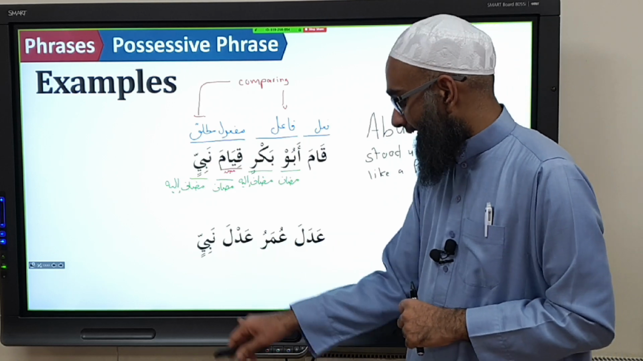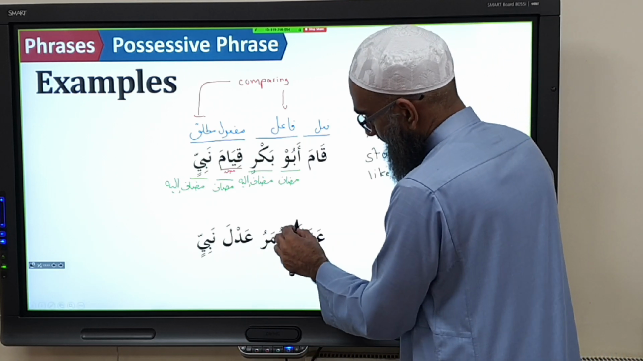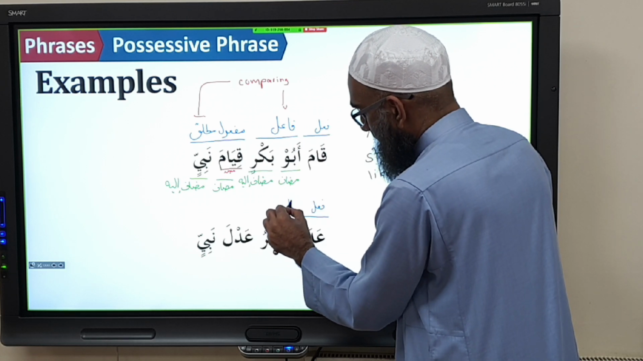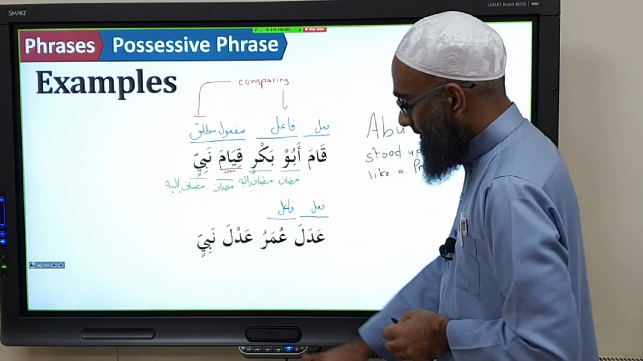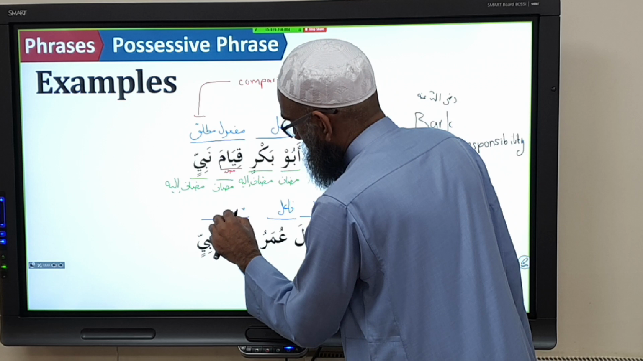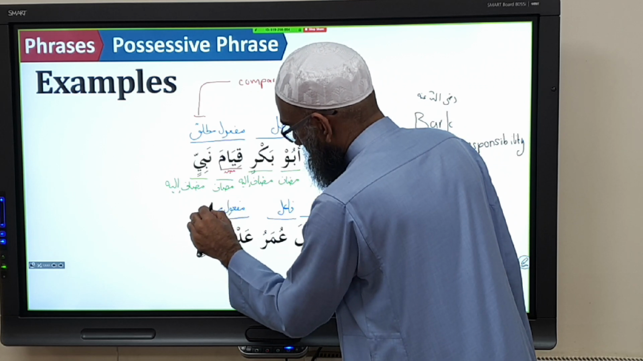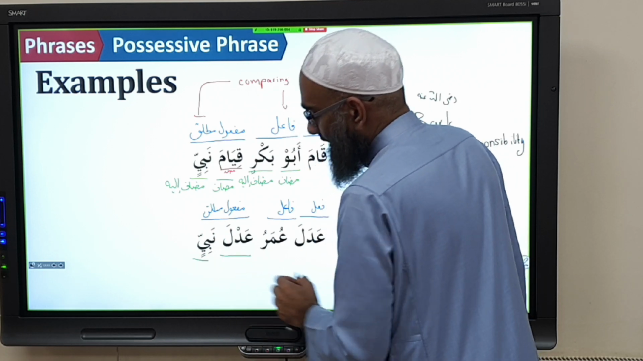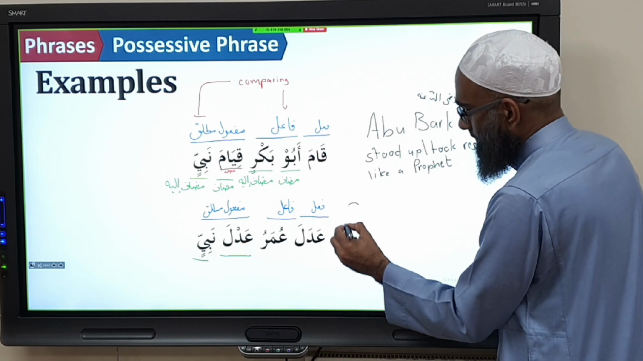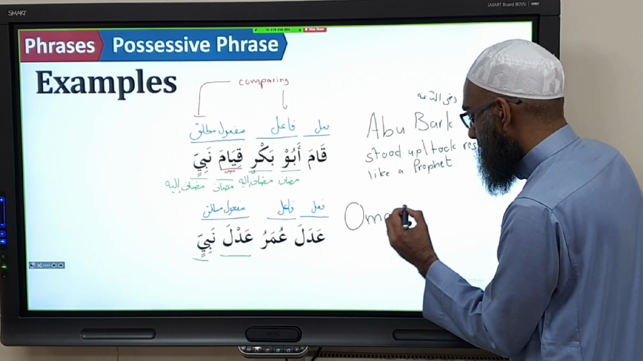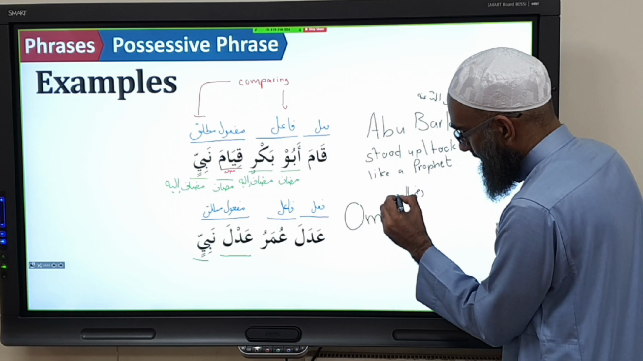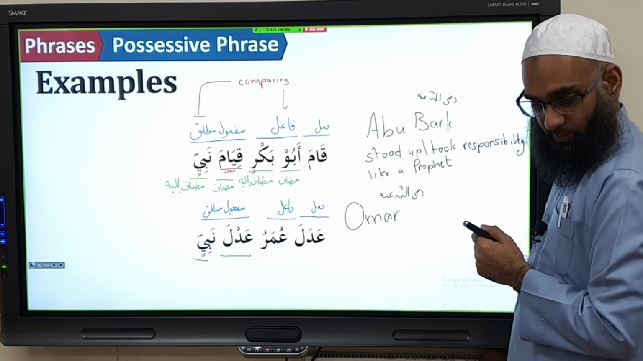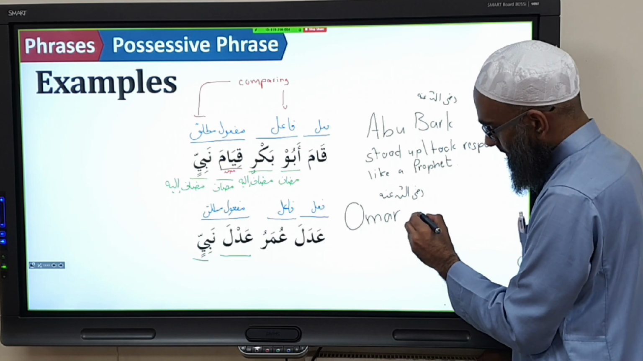Another example. Adala Umaru adla nabiyyin. Translation? Tarkib? Adala, fa'il. Umaru becomes? Fa'il. Okay? And then adla nabiyyin? مفعول مطلق. Now what's this made up of? مضاف إليه. Translation? سيدنا عمر رضي الله عنه, عدل يعدل, to be just. So Umar رضي الله عنه was just.